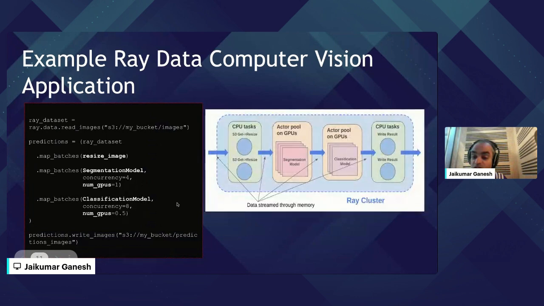This is what the Ray cluster looks like. The get image step is CPU bound. The segmentation model and classification model run on GPUs, and each of them can be independently scaled by just specifying the concurrency. And the write results step is CPU bound. The other aspect is that the GPU tasks don't have to sequentially wait until the CPU tasks are finished. If a chunk of data is ready to be processed on GPUs, it can be streamed to the GPUs, thus increasing throughput and efficiency.